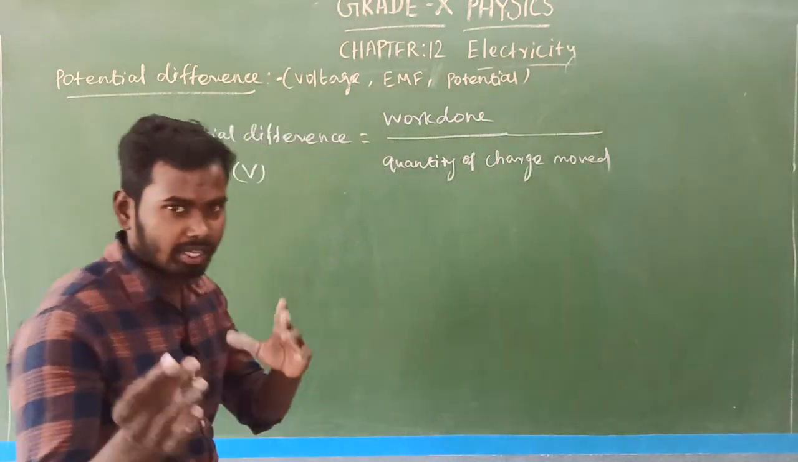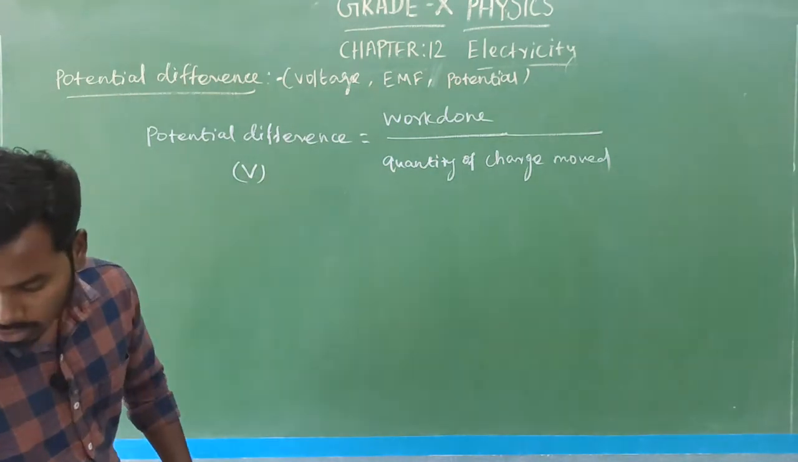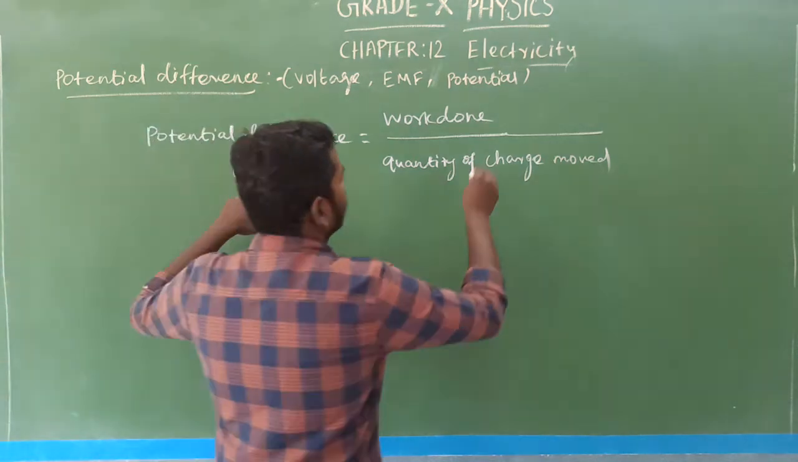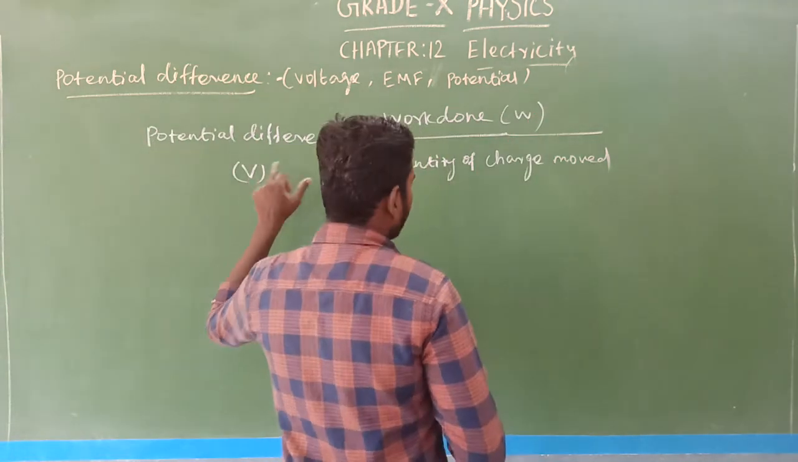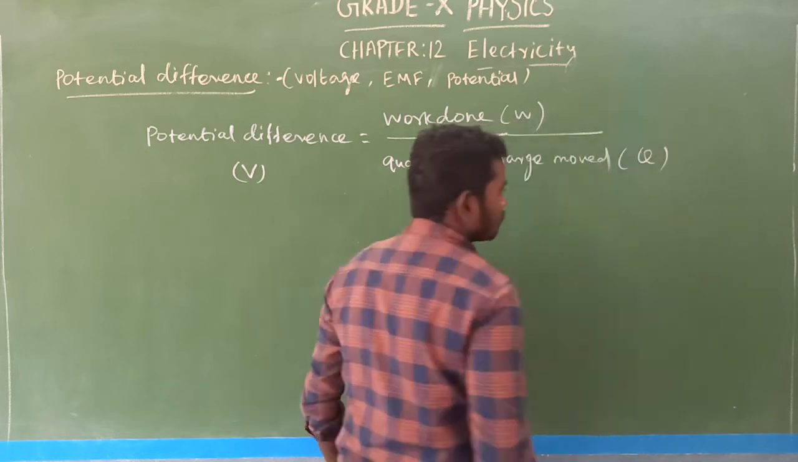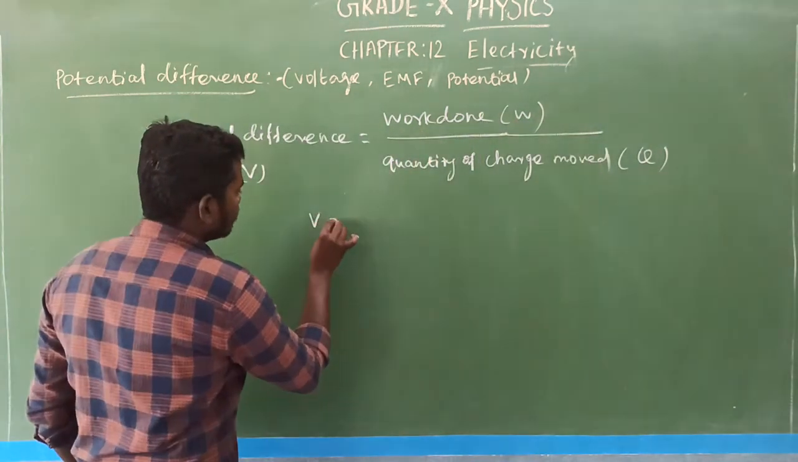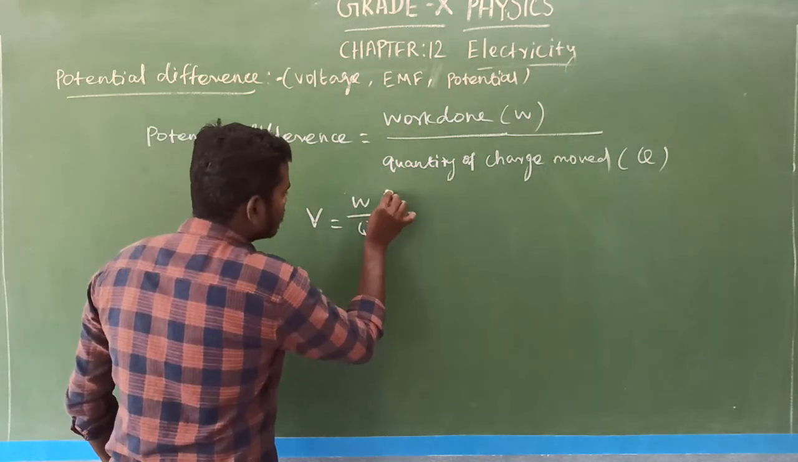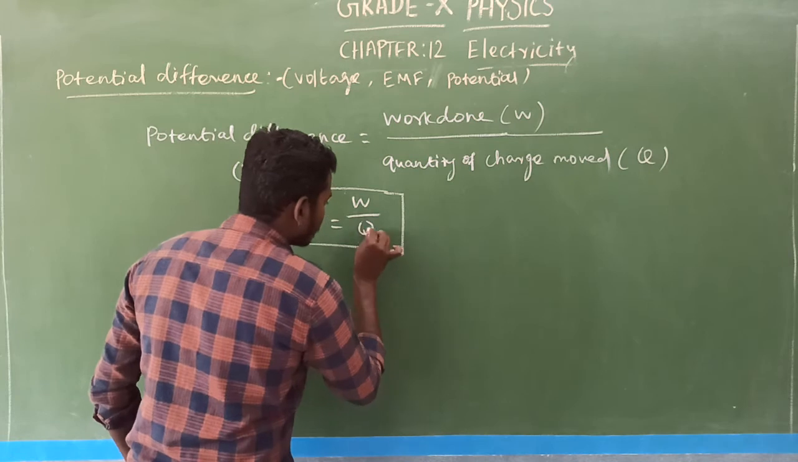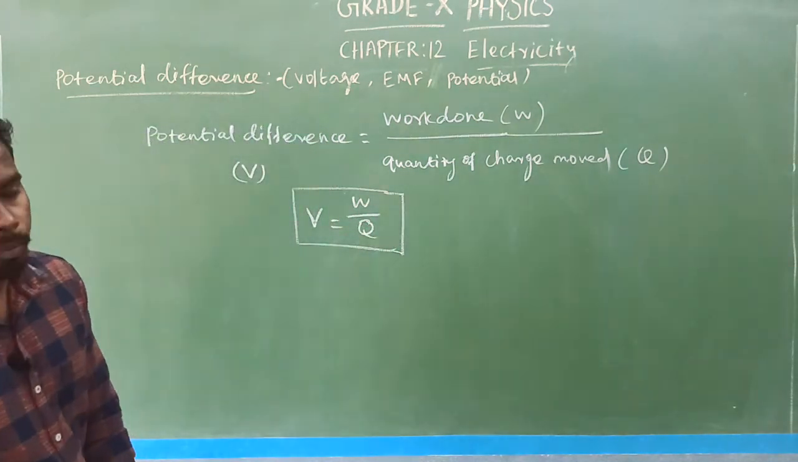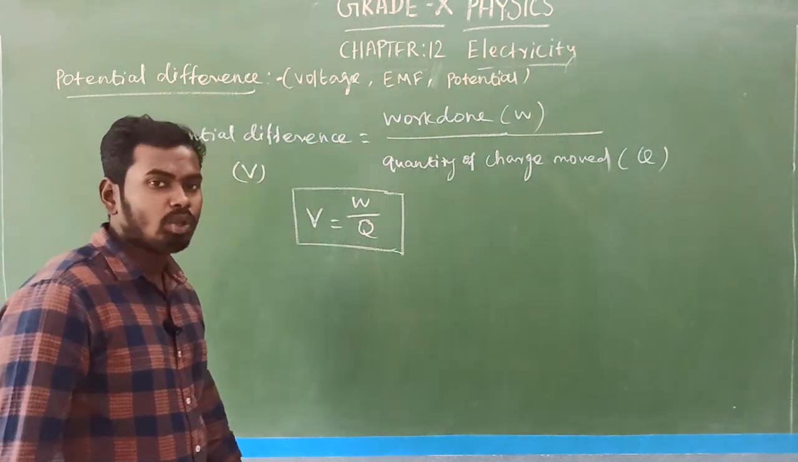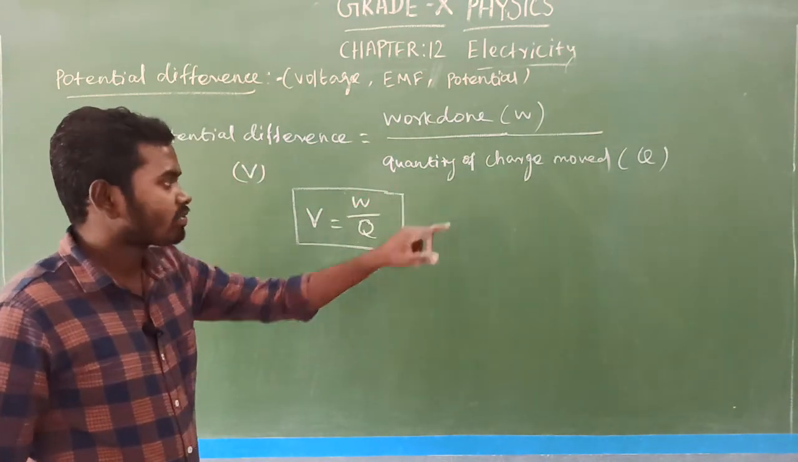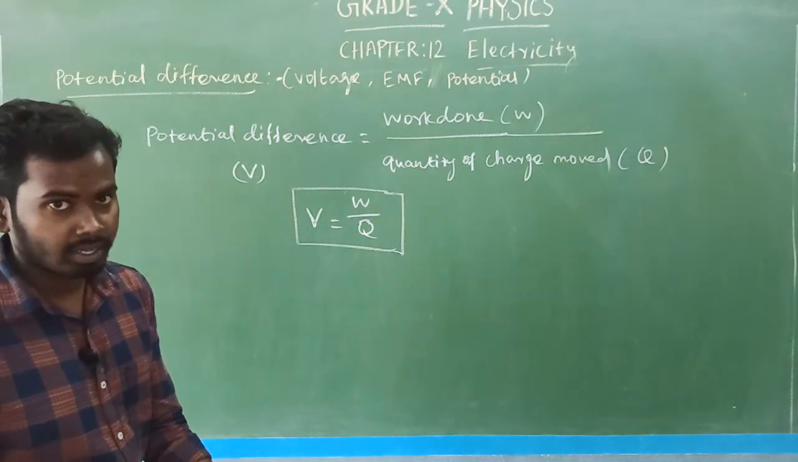So before that, I'll give the short form of this formula. Potential difference is denoted by the letter V. Then work done, W, isn't it? Then charge Q. So capital V is equal to W divided by Q. This is the potential difference formula. V equals W by Q. So V for potential difference, W for work done, and Q for the quantity of charge moved. Is it clear? Yes. Note this point.